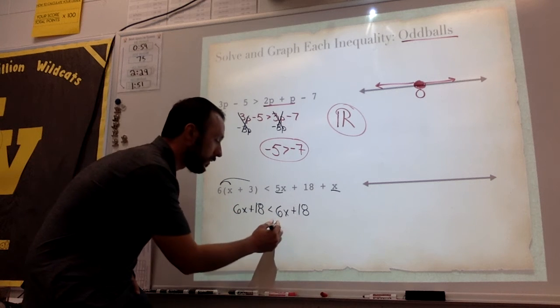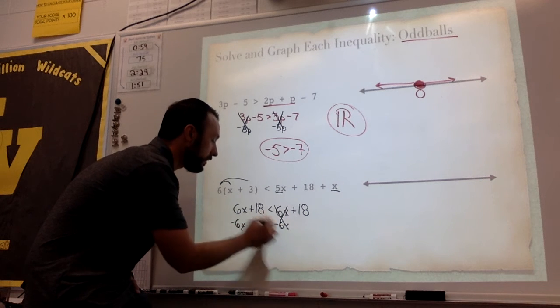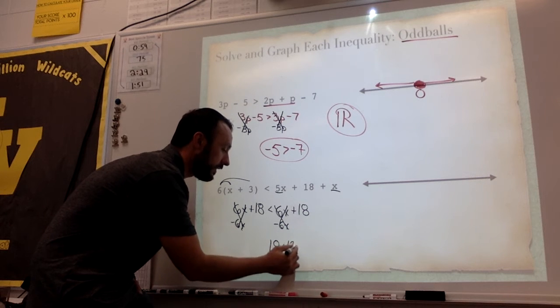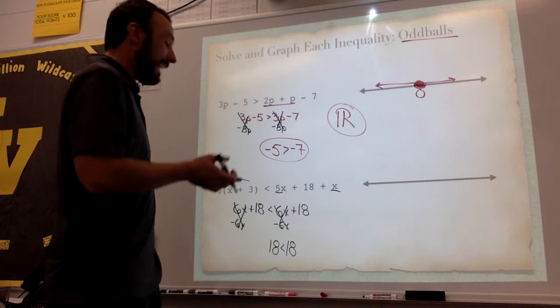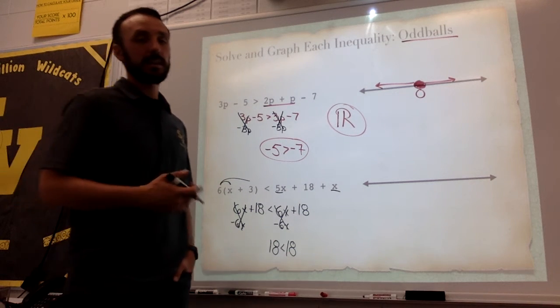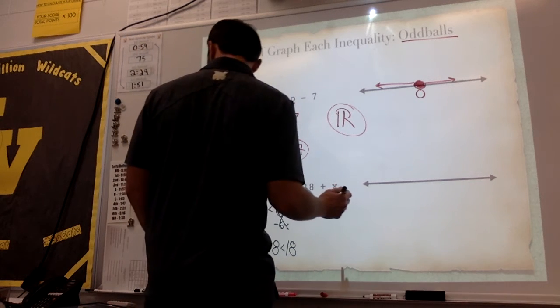Maybe get all of our variables on one side. Minus 6x, minus 6x. They cancel out. I'm left with 18 is less than 18. Well, is 18 equal to 18? Yes. But is 18 less than 18? Is that a true statement that 18 can be less than itself? No, it can't be less than itself. So this is an example of no solutions.